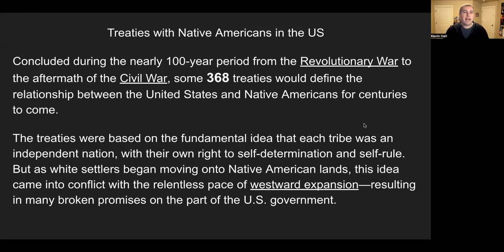So we're going to be looking at some treaties between Native Americans and the United States government. Take a look at this. Concluded during the nearly 100-year period between the Revolutionary War to the aftermath of the Civil War. So over the course of about 100 years, some 368 treaties would define the relationship between the United States and Native Americans for centuries to come.